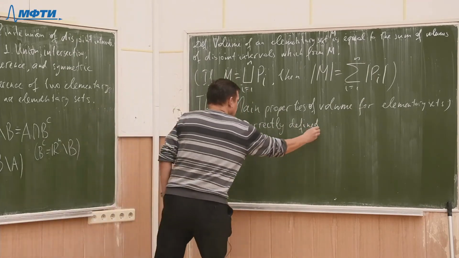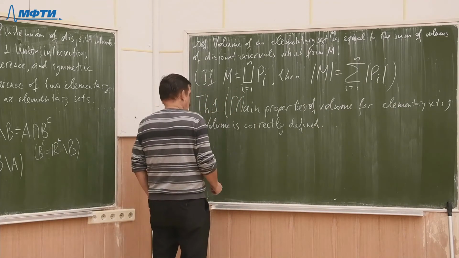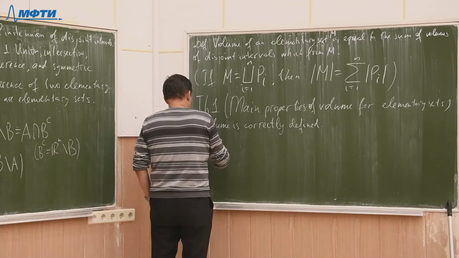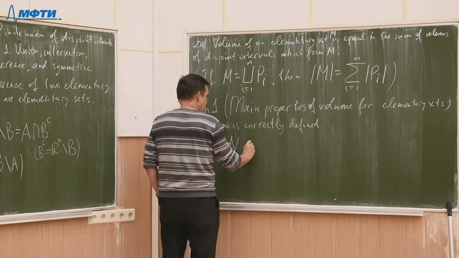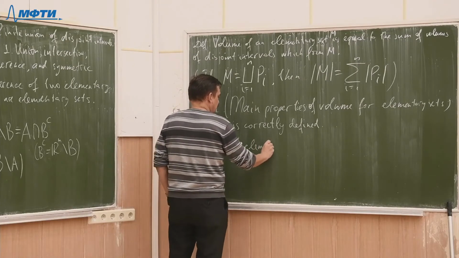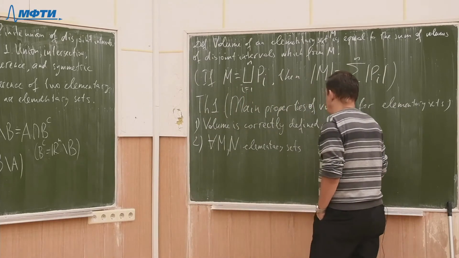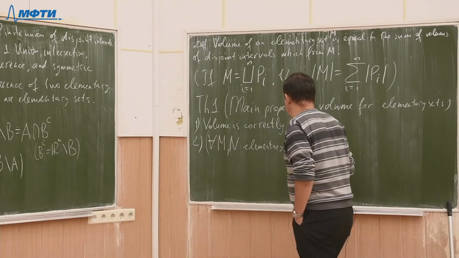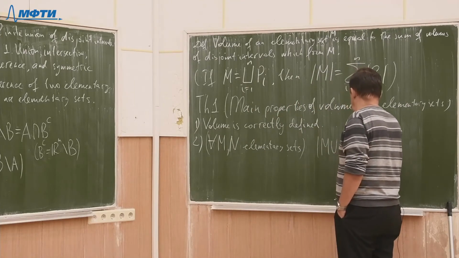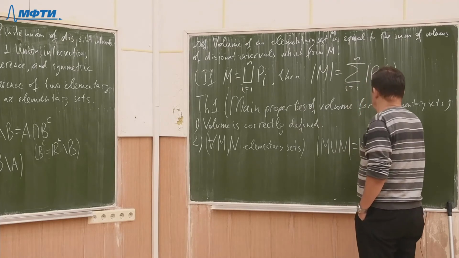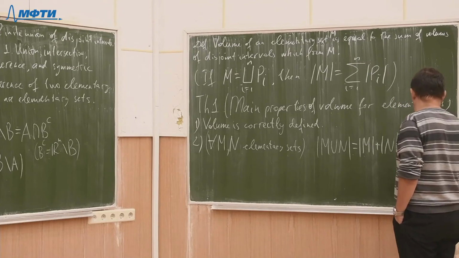Secondly, for arbitrary two elementary sets M and N, the volume of the union is equal to the sum of volumes minus the volume of the intersection.